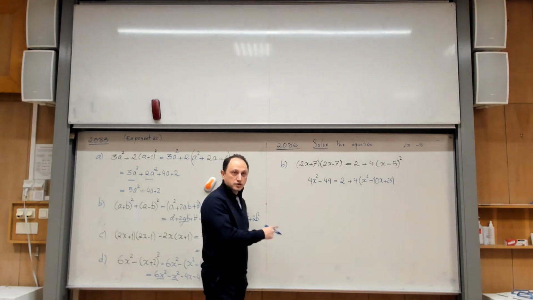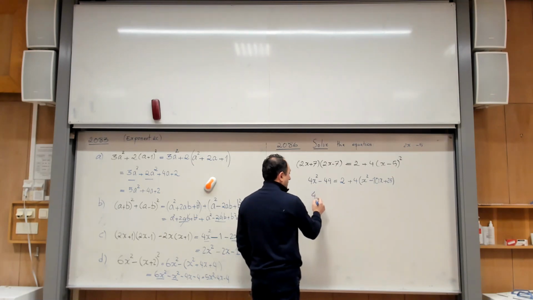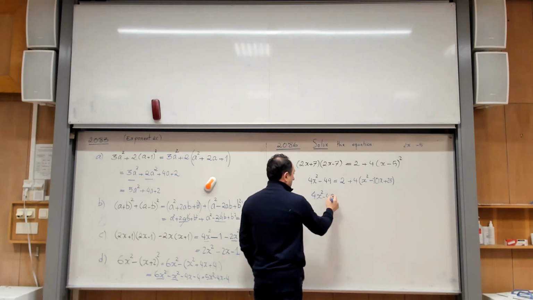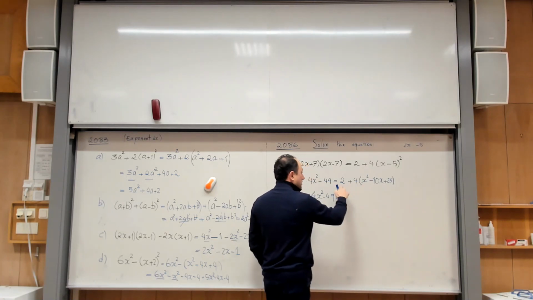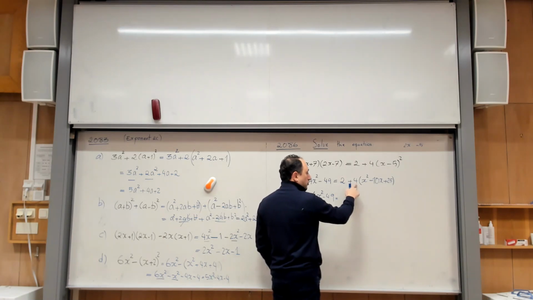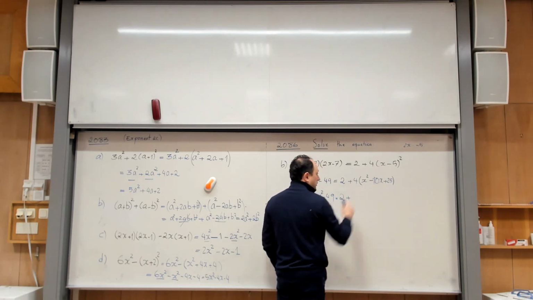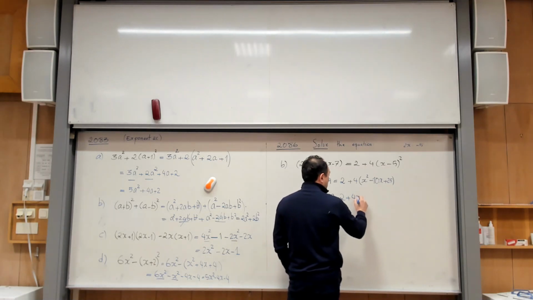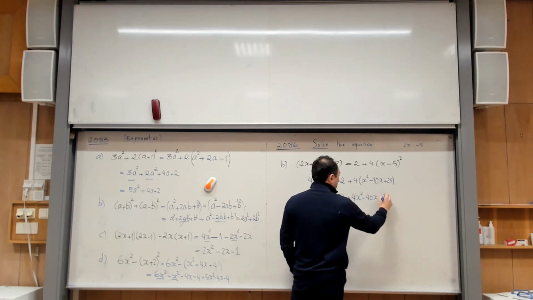Okay, that's the first step. The second step, I cannot simplify anything here, so I have to copy and paste it. On the right hand side, the priority is with the multiplication. This is addition, this is multiplication. So don't write 2 plus 4, because this multiplication should be done first. So it means that I expand that by multiplying 4 inside. So it becomes 4x squared minus 40x plus 100, yes?